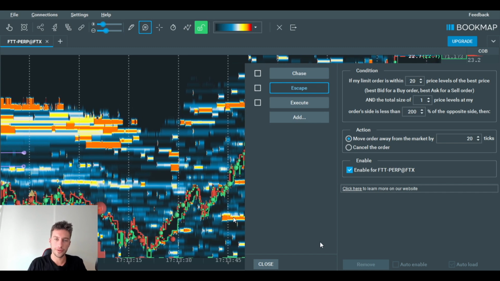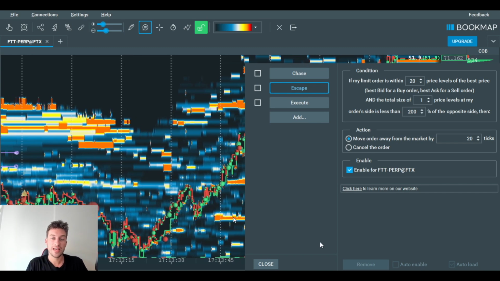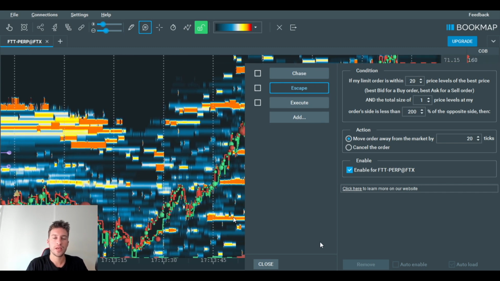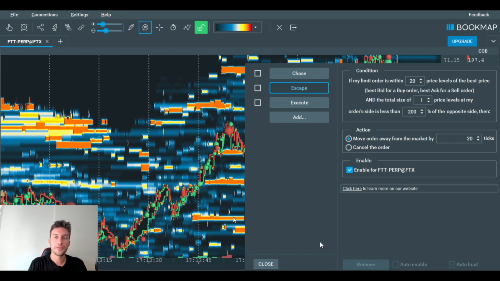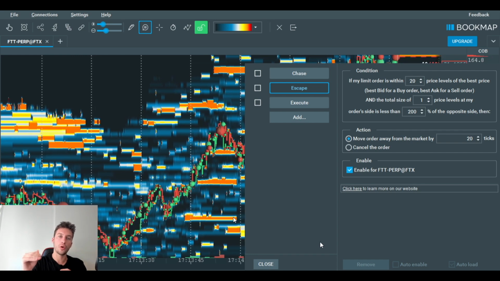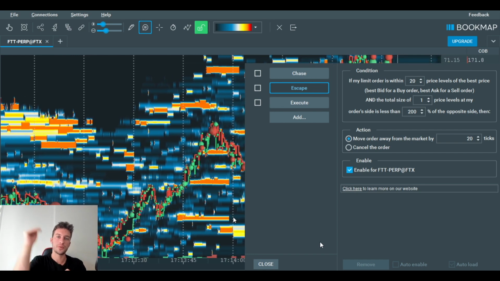Escape says, if my limit order, so let's say I place a limit sell, is within 20 ticks of the best price, and the best bid is twice the size of the best offer, then my order will go up by 20 ticks. My limit sell order will go up by 20 ticks.